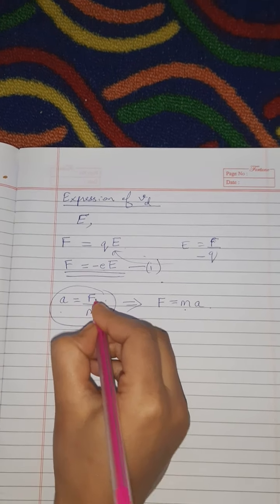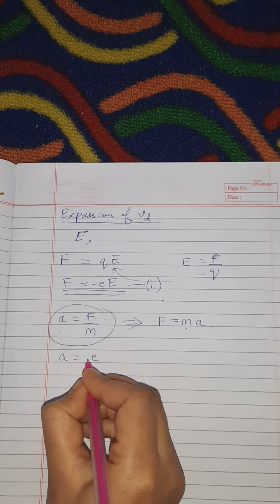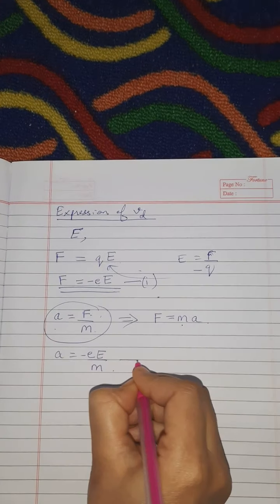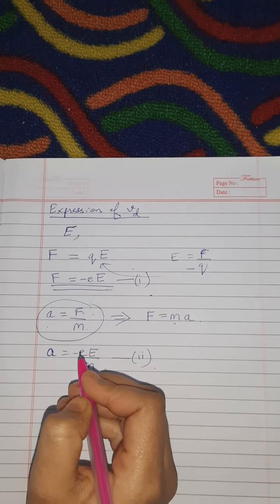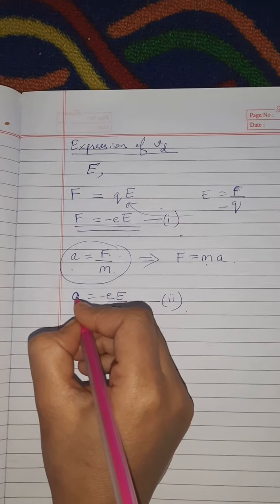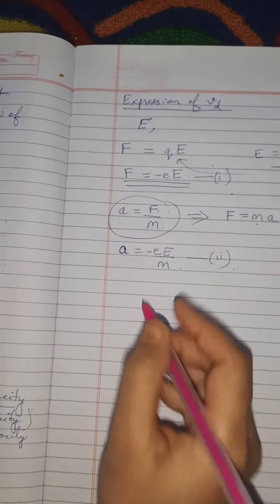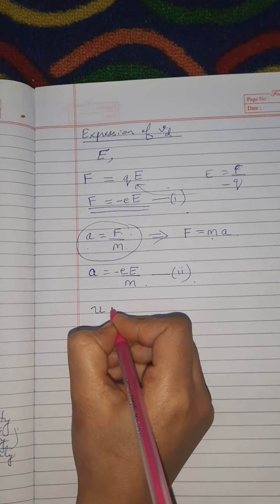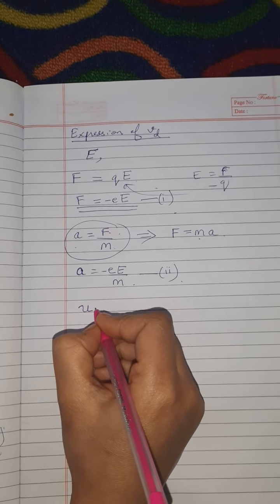Now, replacing the value of F from 1, a will be equal to minus eE divided by m. Let us take it as 2. This is the acceleration attained by each electron. We assume it is a case of uniform acceleration, so acceleration for each and every electron will be the same. Now, let u be the thermal velocity, which I have told you about earlier, of each electron. That is, u becomes the initial velocity.